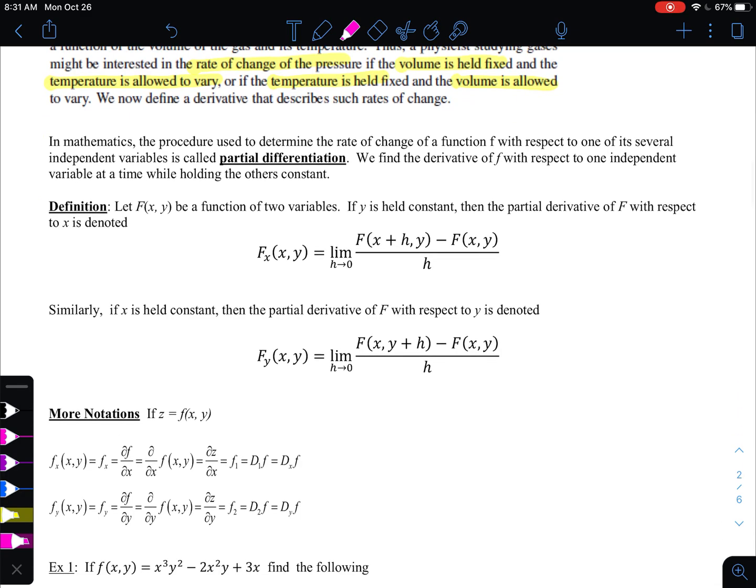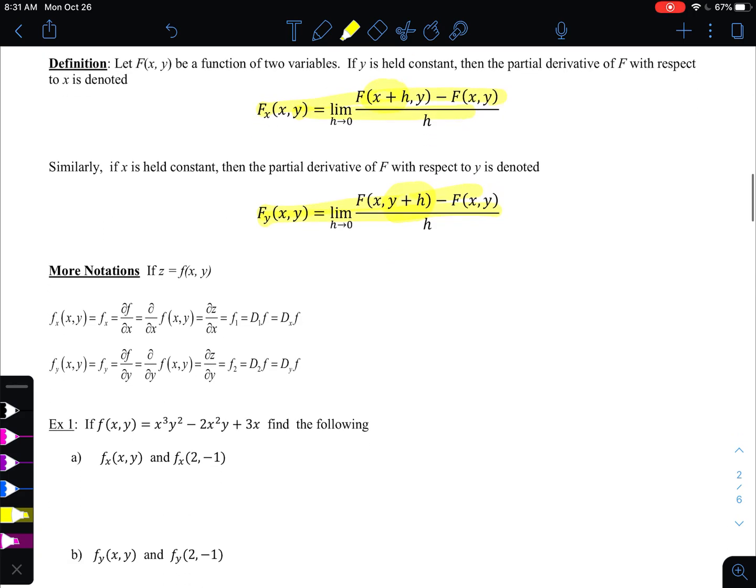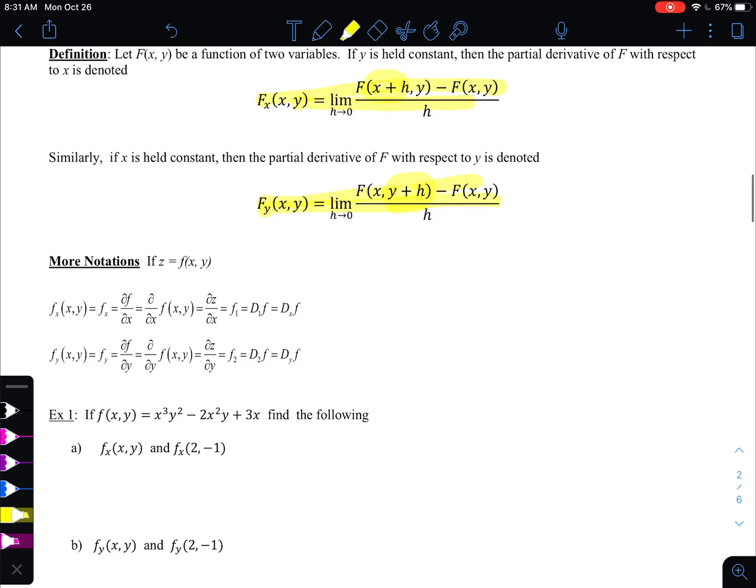Oh, and don't forget, technically this is a limit definition of a derivative, but notice that the change is only happening in either the x component or in the y component, not in both. And that's what it means to hold either x constant or hold y constant. There are a lot of ways that we can represent this, but you will find that the most common are these ones.